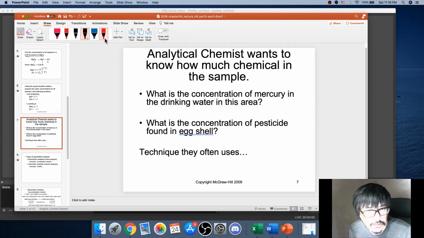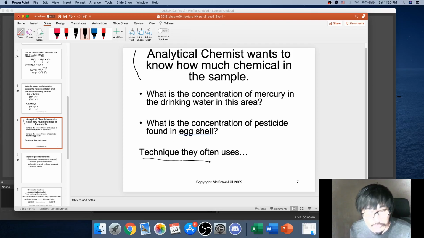I wanted to talk about these things. Maybe 1/4 of chemists are called analytical chemists, and you may want to know what they do. They are trying to figure out what's in the sample and how much is in the sample. Those are the questions that analytical chemists answer on a daily basis. Their job sometimes involves finding the concentration of mercury in drinking water, or the concentration of pesticide found on an eggshell. Those are important, especially since we eat eggs and I want to know what I'm eating, right?